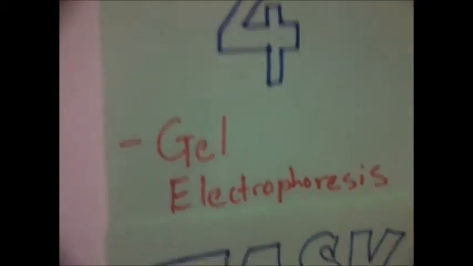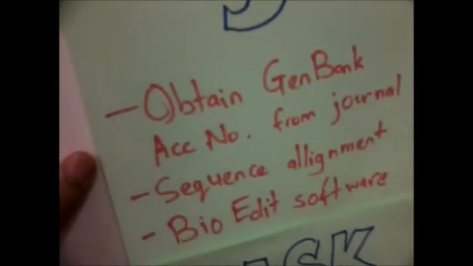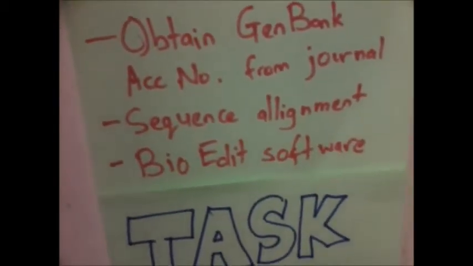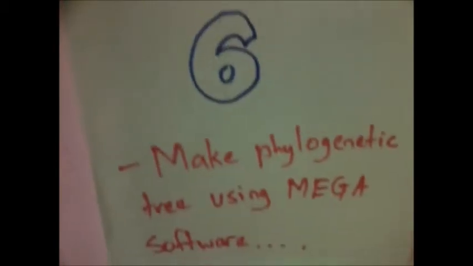And task 4, where we will be given a gel electrophoresis, where there are four or five items, and we have to compare and contrast them. For task 5, we have to obtain a GenBank accession number from our journal, find the gene from GenBank, and do a sequence alignment using BioEdit software. Then task 6, where we have to make a phylogenetic tree using MEGA software from the journal we study. And task 7 is coming soon.